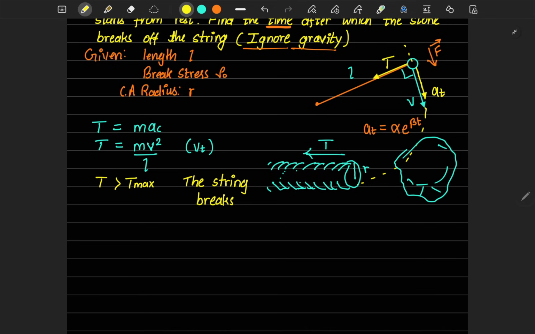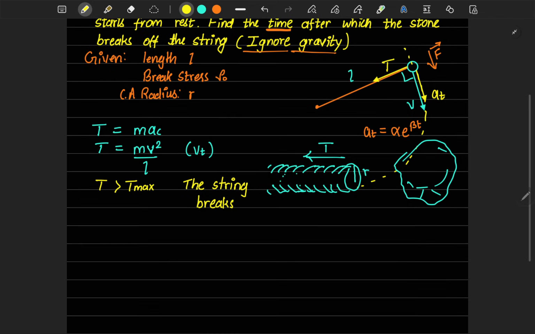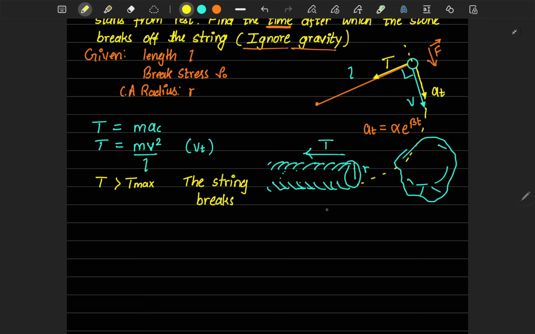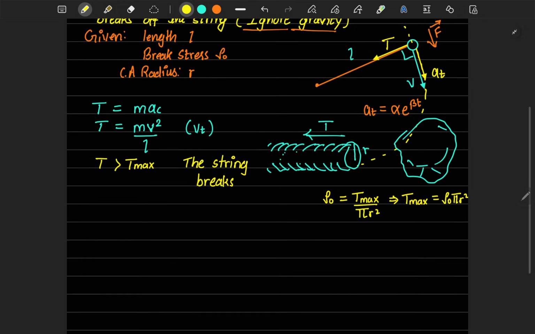Okay, so we'll find the T max. So what is given to us? It is given that the breaking stress is rho naught, and we know breaking stress is equal to the maximum tension that the string can withstand divided by the area of cross section, that is pi r square. So from here we can get the T max to be rho naught into pi r square. Okay, so we have our T max.